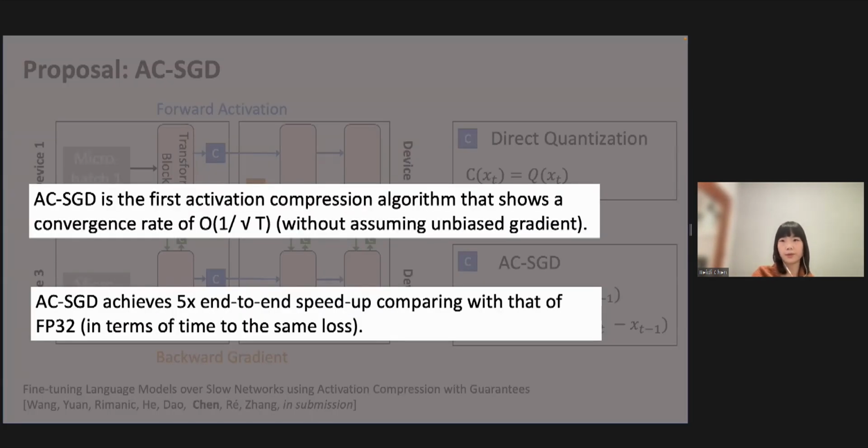So here are some interesting results. ACSGD is an activation compression algorithm with rigorous theoretical analysis that allows a convergence rate of 1/√T without relying on the assumption of unbiased gradients. And empirically it also achieves a 2x end-to-end speedup compared to, let's say, FP32, successfully illustrating the importance of communication compression in slower networks.